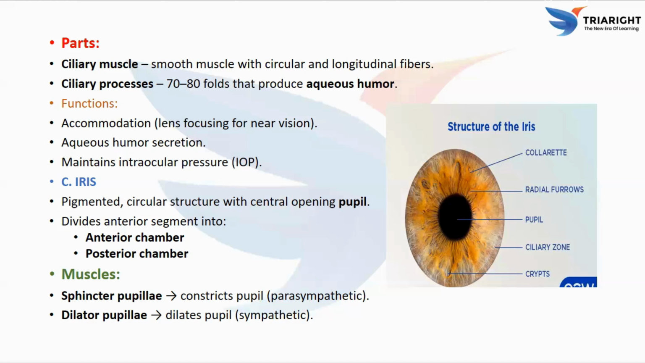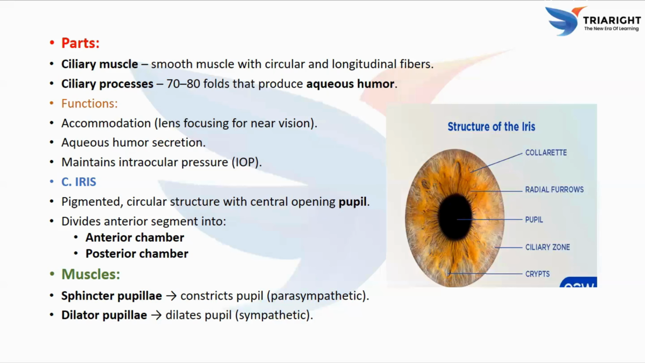What is the function of the pupil? It acts like a camera aperture, controlling the amount of light entering the eye. When there is more light, the iris constricts. When there is less light, the iris dilates. The iris divides the anterior segment into the anterior chamber and the posterior chamber. The anterior chamber is between the cornea and iris, whereas the posterior chamber is between the iris and lens. These two chambers are connected through the pupil and filled with aqueous humor.